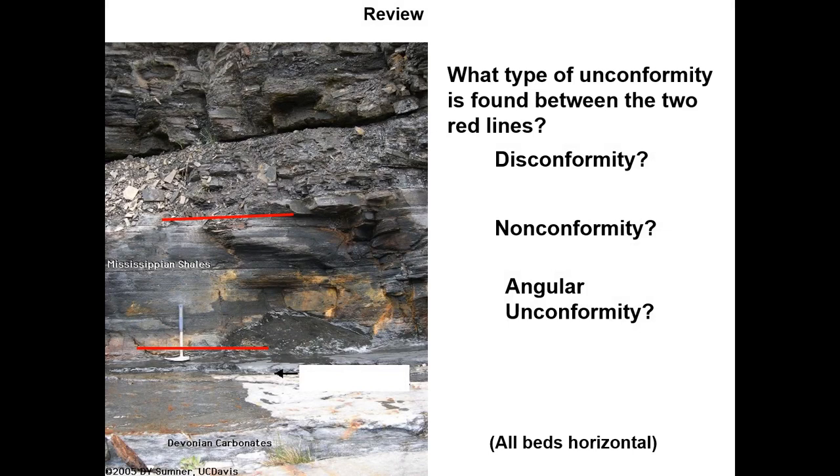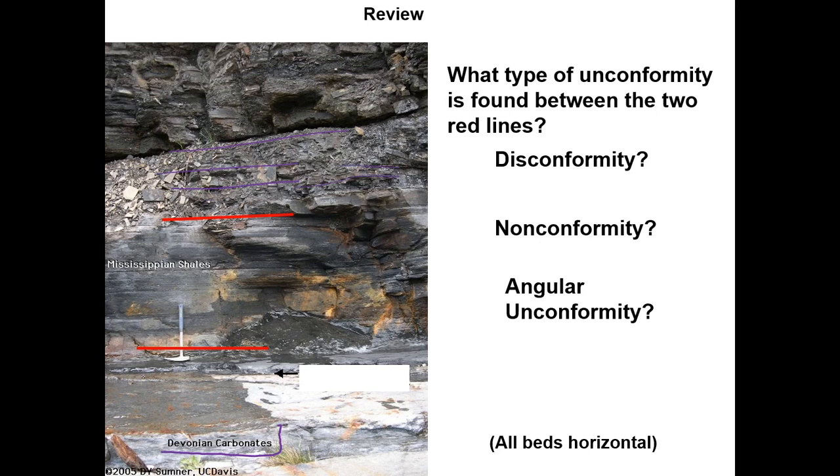So what kind of unconformity is found between the two red lines? Take a look at that. So we have Mississippian shale. Then below that we have Devonian carbonates. And above that we have something else. I can't tell what. But what's going on here? These are sedimentary rocks. You can see the layers, right? Do y'all see the layers?